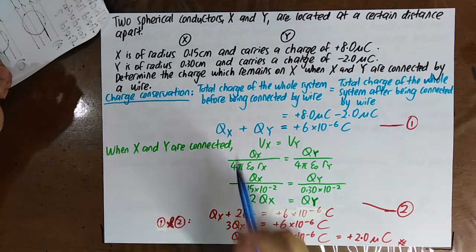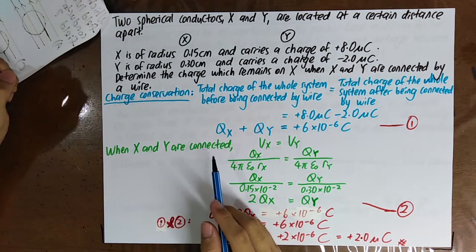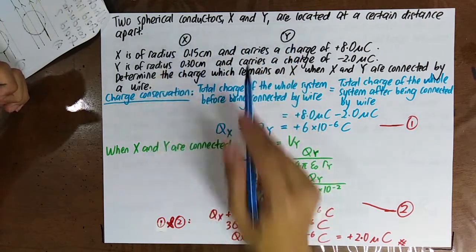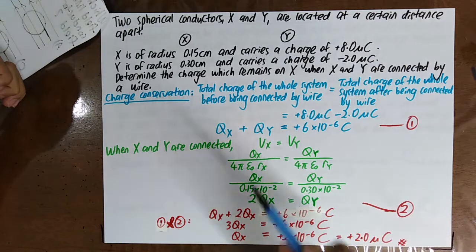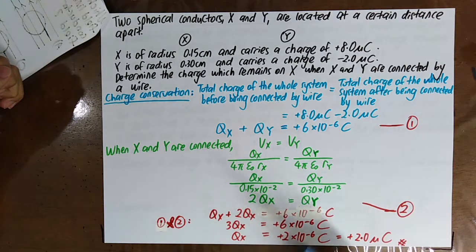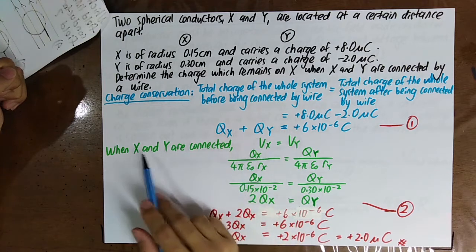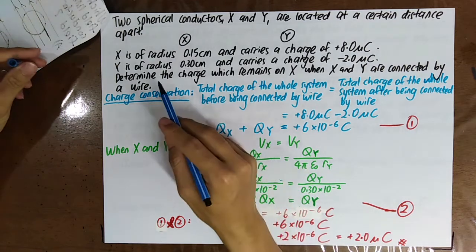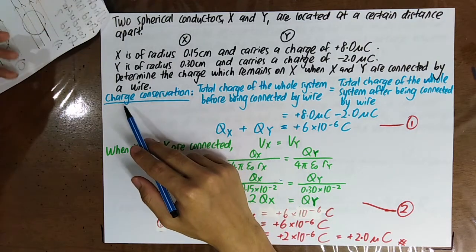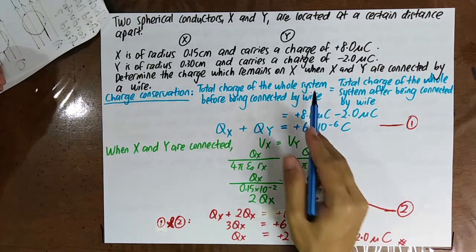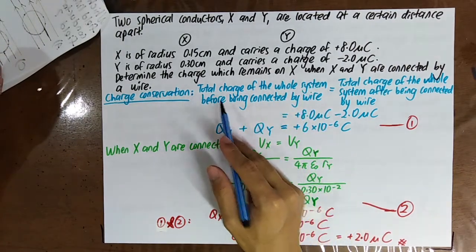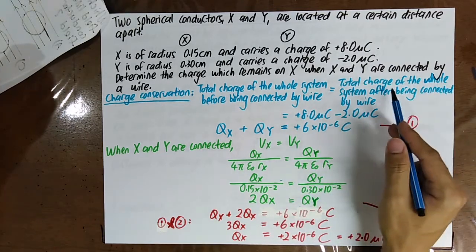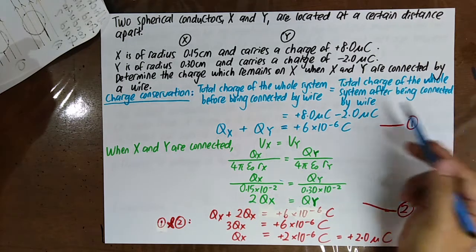Once again, you know that when they are connected by a wire, the wire and conductors X and Y are all conductors, and therefore they must form an equipotential body. So when they are connected, Vx must be equal to Vy. Now you have to remember the principle of charge conservation. The total charge of the whole system before the conductors are connected by the wire is equal to the total charge of the whole system after they are connected by the wire.